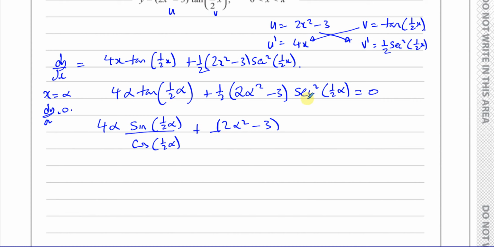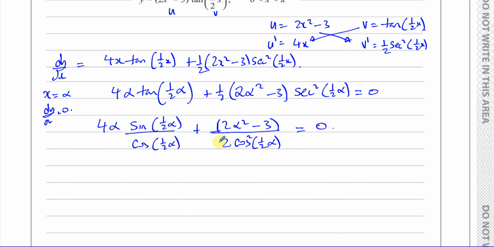Now what I'm going to do is write this as its reciprocal. The sec squared of a half alpha will be the same as 1 over cosine squared of a half alpha, because secant is the reciprocal of cosine. So I can write this as 2, because we've got 2 here, and that will be cosine squared of a half alpha, and that equals 0. Now, it's looking a bit more promising.